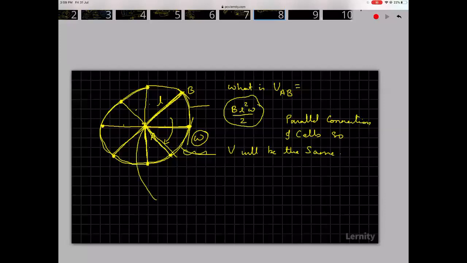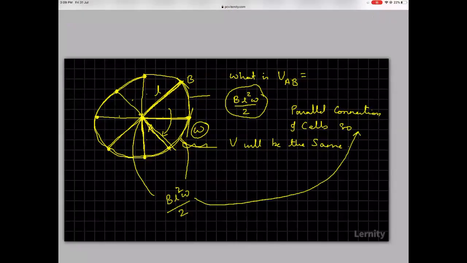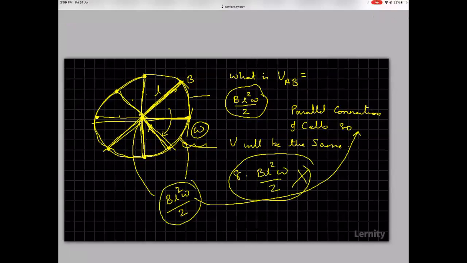So the potential difference will continue to be BL squared omega by 2. So it is equivalent to a parallel connection. It is not a series connection for the potential to increase. What many people would do is they would say 1, 2, 3, 4, 5, 6, 7, 8, so they will say 8 into BL squared omega by 2. No, that is not the way. The potential difference continues to be BL squared omega by 2.